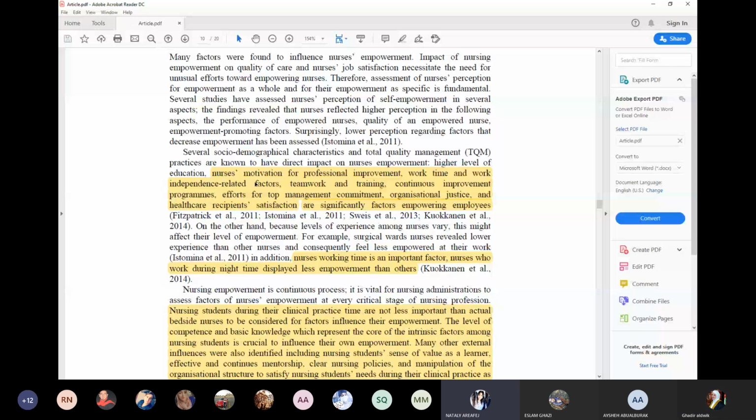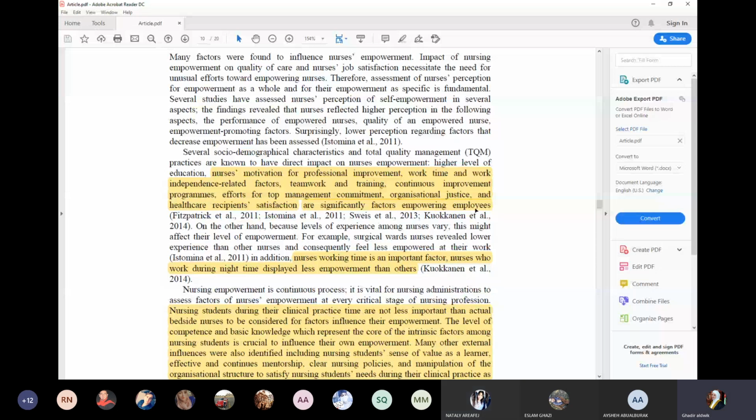Nursing motivation for professional improvement, work time and work independence related factors, teamwork and training, continuous improvement programs, efforts from top management commitment, organizational justice and healthcare recipient satisfaction are significantly factors empowering employees. Thank you, Natalie.